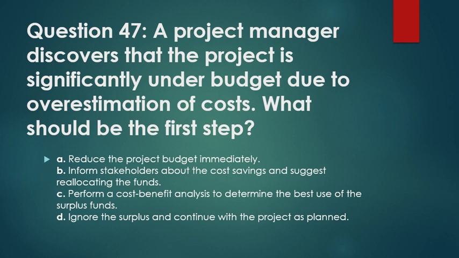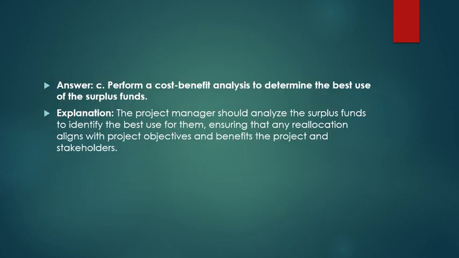A project manager discovers that the project is significantly under budget due to the overestimation of the cost. What should be the first step? Perform a cost benefit analysis to determine the best use of surplus funds. The project manager should analyze the surplus funds to identify the best use for them, ensuring that any reallocation aligns with the project objectives and benefits the project and stakeholders.